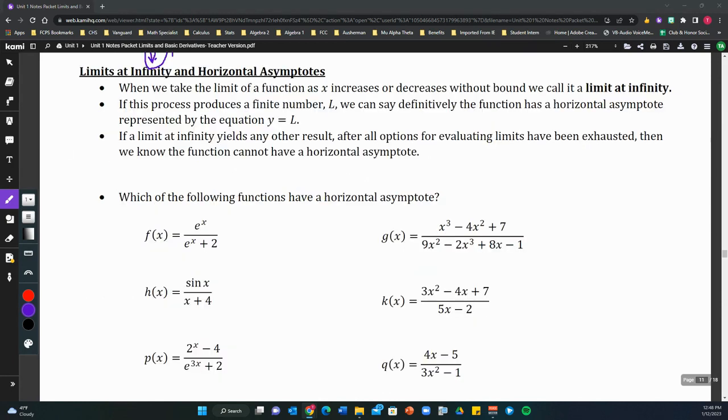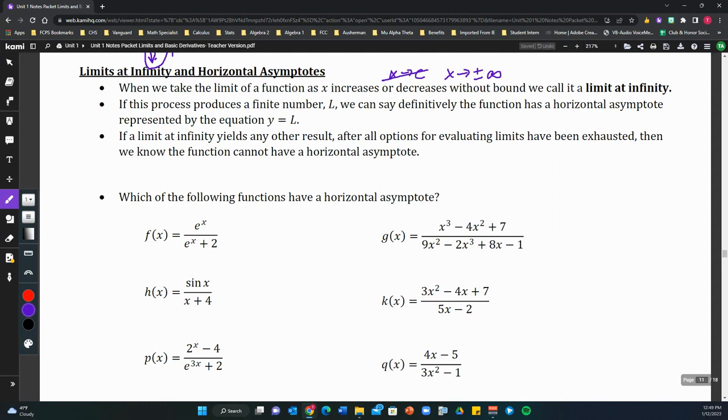In our first few examples, we're taking a look at when we evaluate a limit as x approaches a finite number and our result is some kind of infinity. But now we're going to take a look at when we flip that around. We use something called limits at infinity. When we take the limit of a function as x increases or decreases without bounds, we're not approaching a number now. Instead, x is approaching positive or negative infinity. We'd have to indicate which one we're actually using. But when we do that, we call it a limit at infinity.